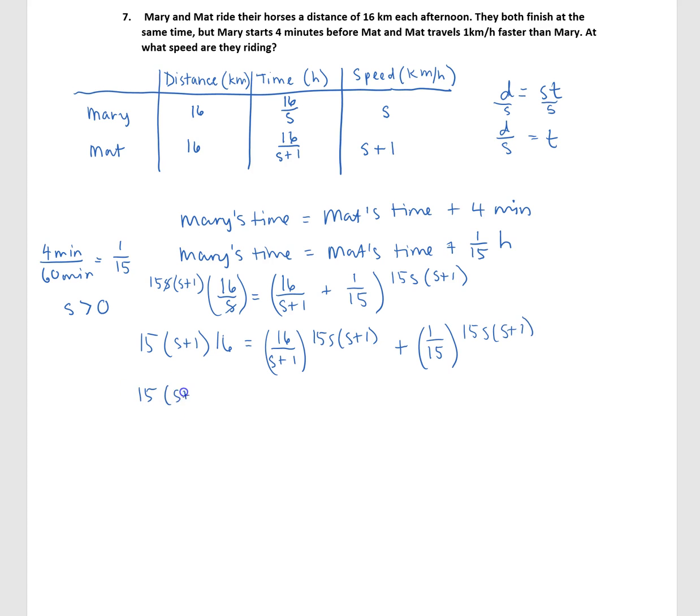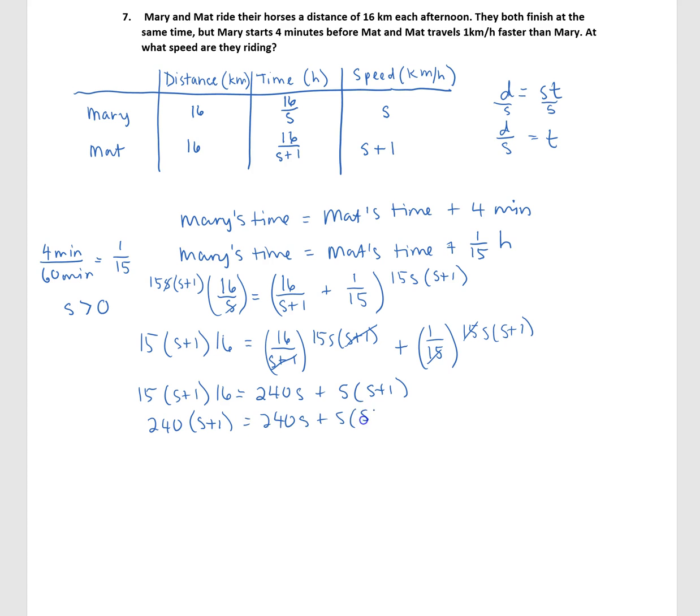On this side, the s plus 1's cancel out, and we're left with 16 times 15 times s, which is 240s. Here, the 15s cancel out, so we're left with 1 times s plus 1, so it's just s times s plus 1. On the left side, I can simplify as well: 15 times 16 is again 240 times s plus 1.